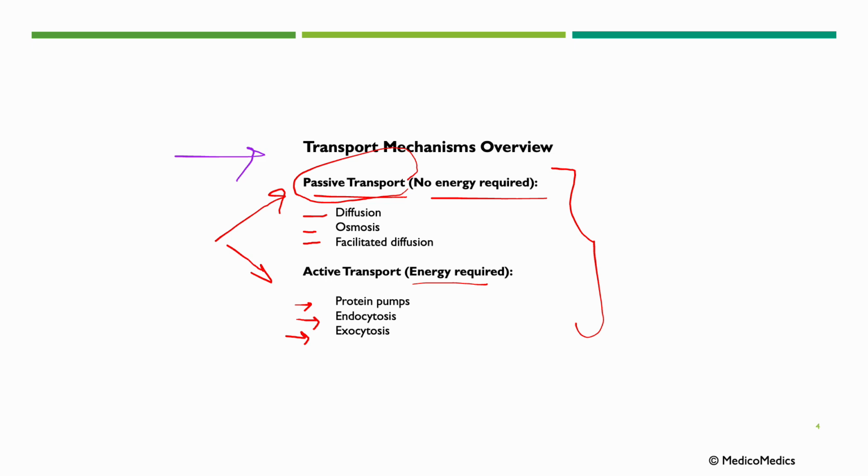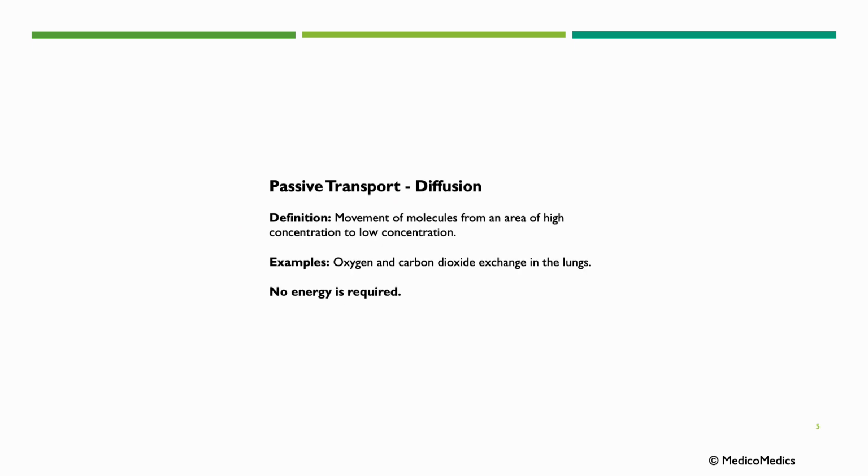So let's dive deeper into passive transport first, beginning with the process of diffusion. Now, diffusion is the movement of molecules from an area of high concentration to low concentration. For example, the oxygen and carbon dioxide exchange in the lungs is an example of passive transport, or diffusion. And again, no energy is required. So diffusion is like the scent of a perfume spreading across a room. It moves from where it's strongest to where it's weaker.